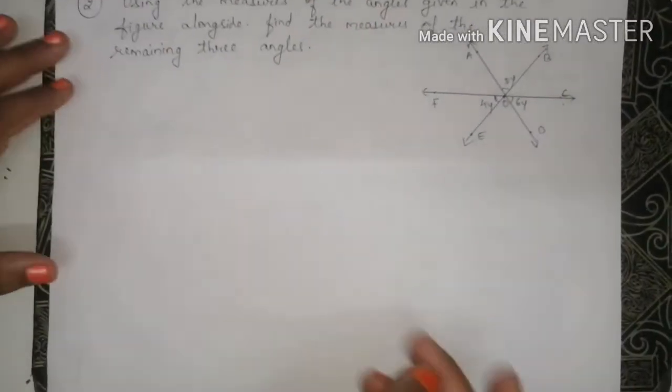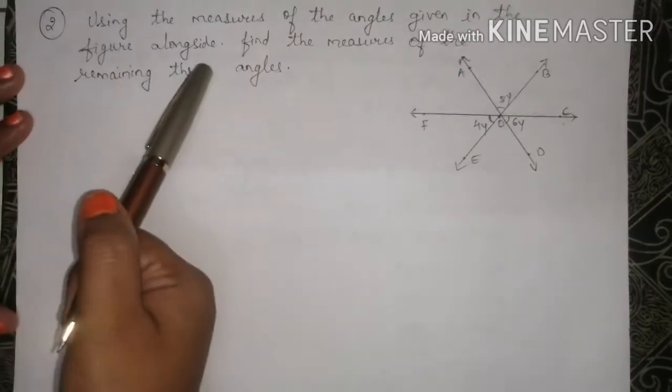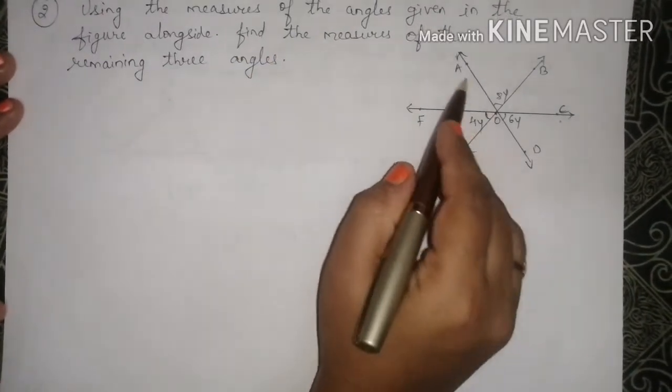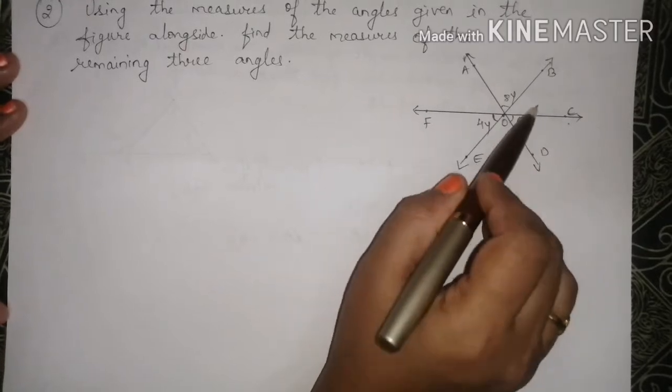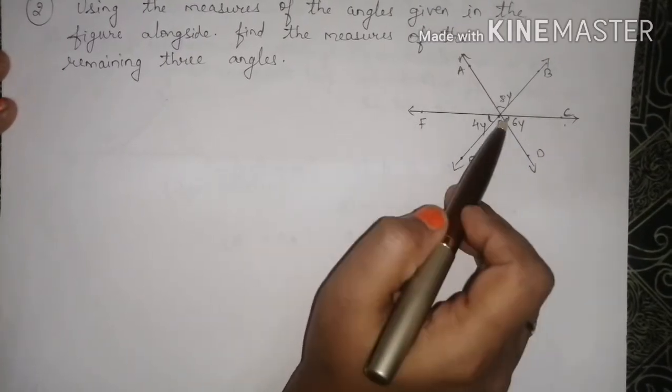Now let's move to the second sum. In the second sum, they have given us the figure. Using the measures of the angles given in the figure alongside, find the measures of the remaining 3 angles. See, the total there are 6 angles: 1, 2, 3, 4, 5. Out of that, they have given me some measures.